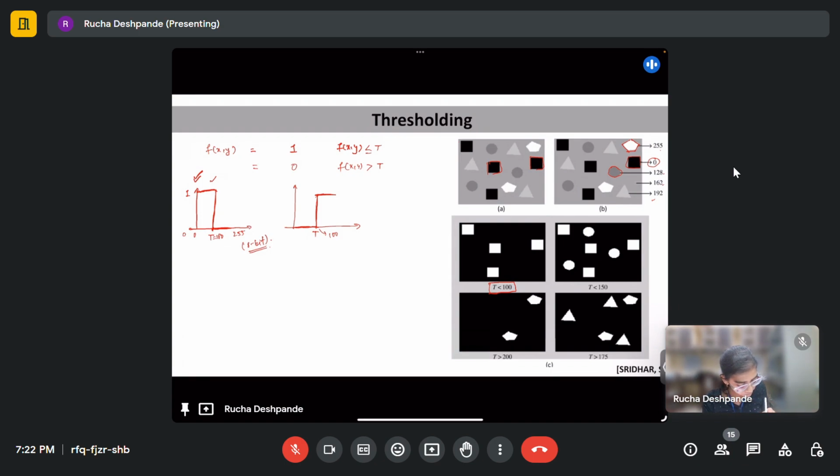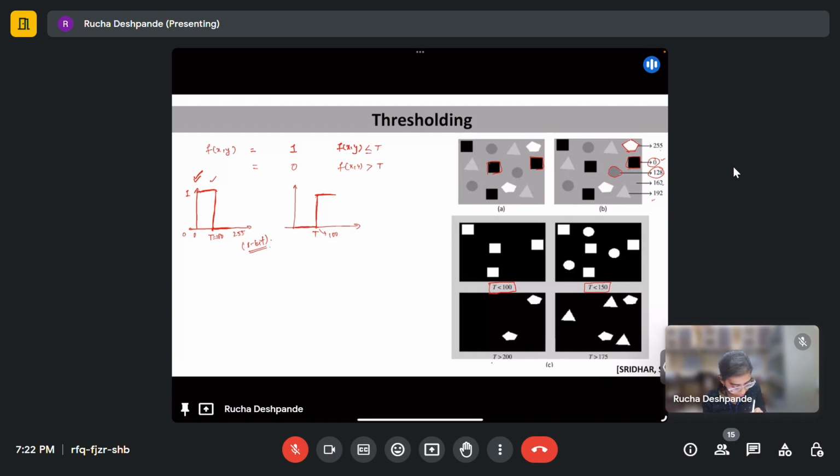Now if we change the threshold value, if we make T as 150, then all the values less than 150 will be 1 and everything else will be 0. So we see that these two objects are less than 150. All the squares and all the circles appear white and everything else is dark.